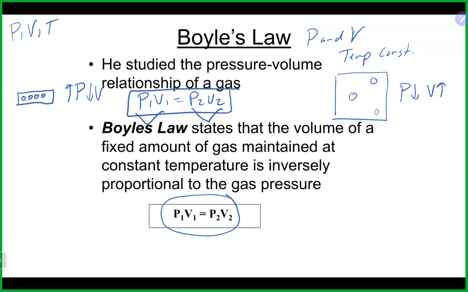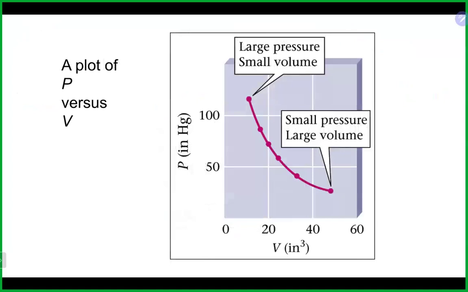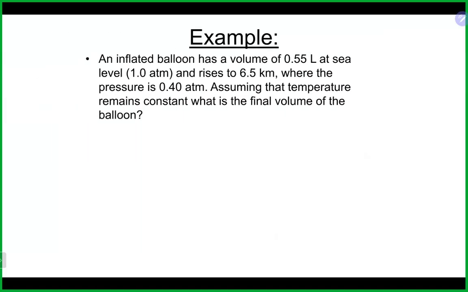One goes up, one goes down in terms of the relationship. And that's what we see here at a small volume, a much higher pressure. And at a much larger volume, our pressure, which is over here, is much, much smaller. So that is your Boyle's Law relationship. All right, so why don't you give it a go here? An inflated balloon has a volume of 0.55 liters at sea level, which is 1 atmosphere. It rises to 6.5 kilometers, where it has a pressure of 0.4 atmospheres. Assuming that the temperature remains constant, what is the final volume of the balloon?